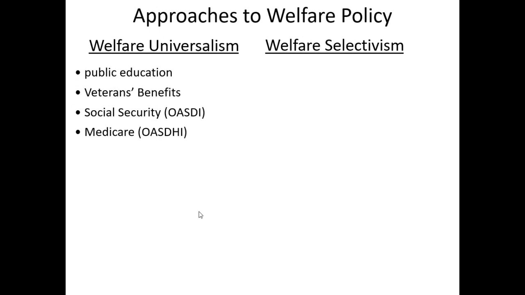Here's the companion program. So notice that Medicare, as most people call it, is actually old age survivors and disability health insurance. So it's exactly the same target populations. And again, there's not a means test that's applied. So this is a universal approach. What's the distinction between universal and welfare selectivism? Well, the easiest way, again, just to reinforce that idea that we started with, is to ask: is there a means test applied? So there's no means test applied to Medicare.